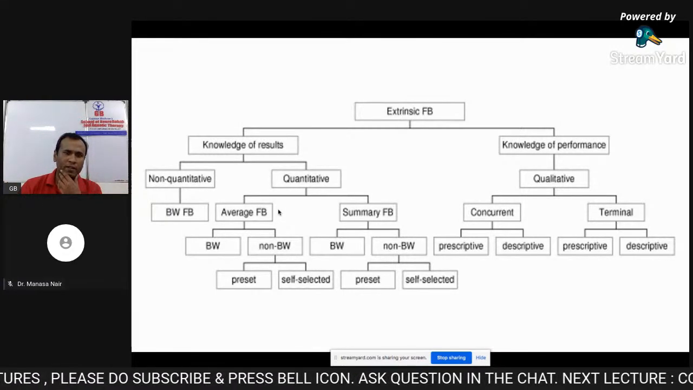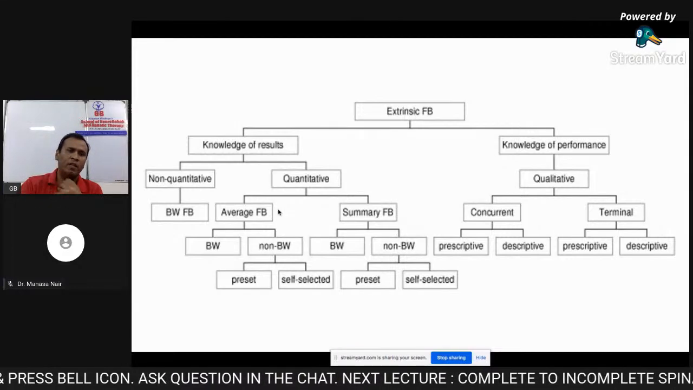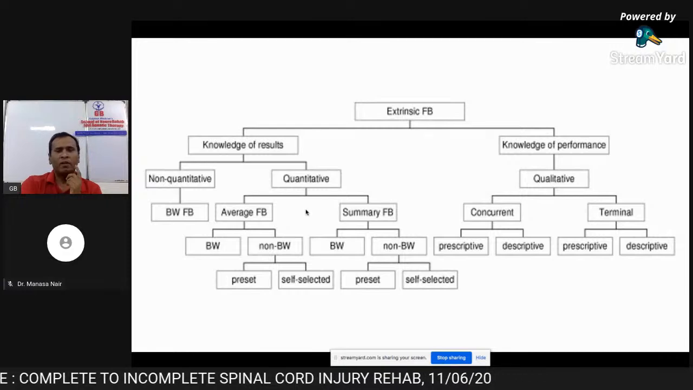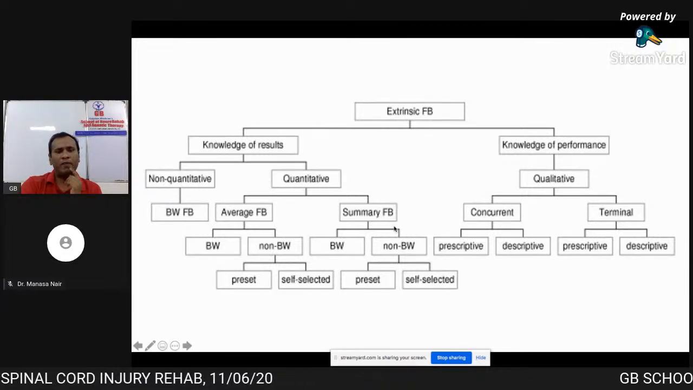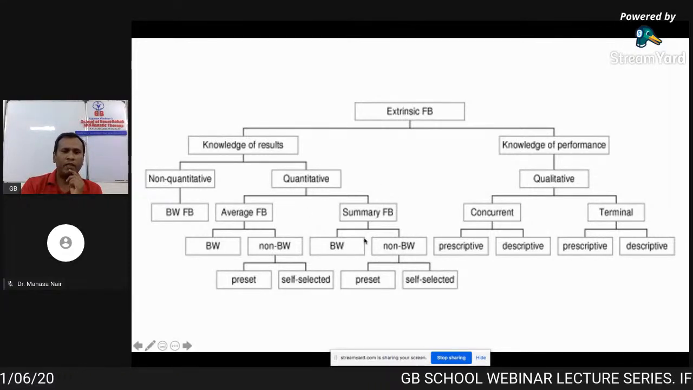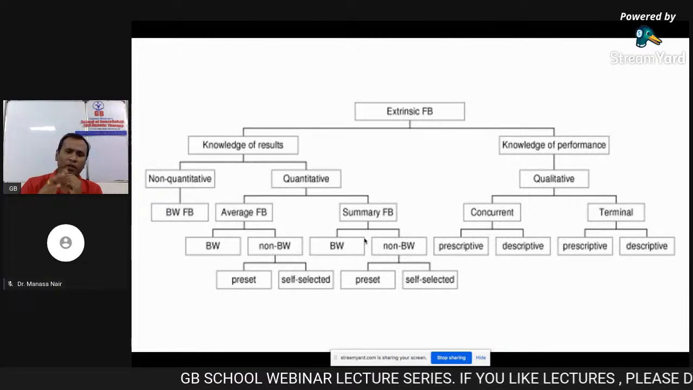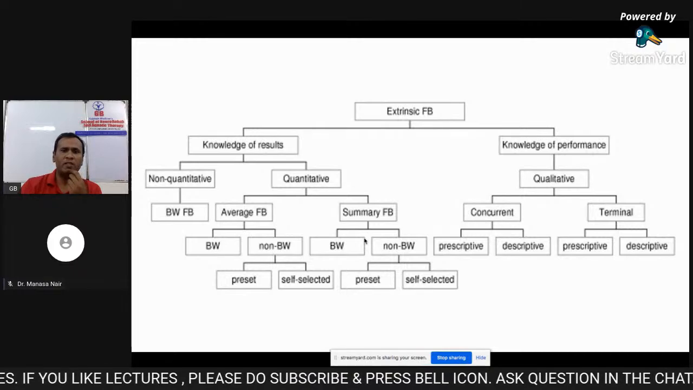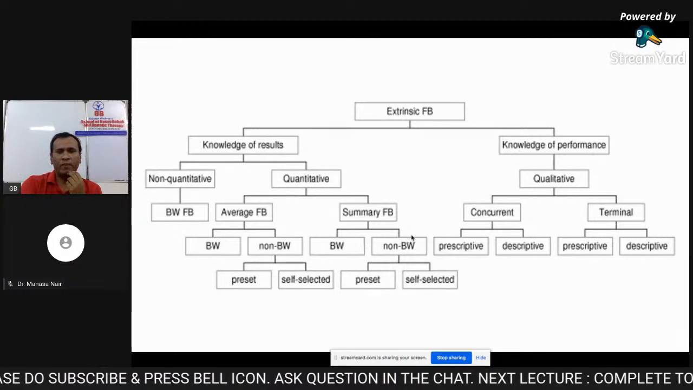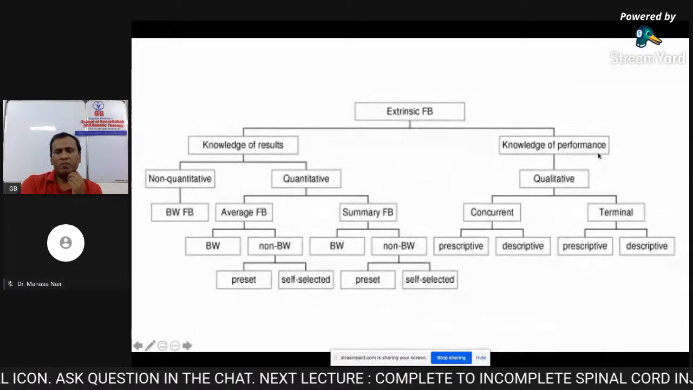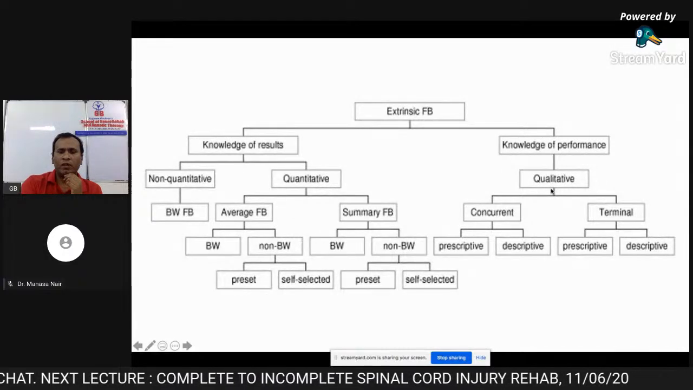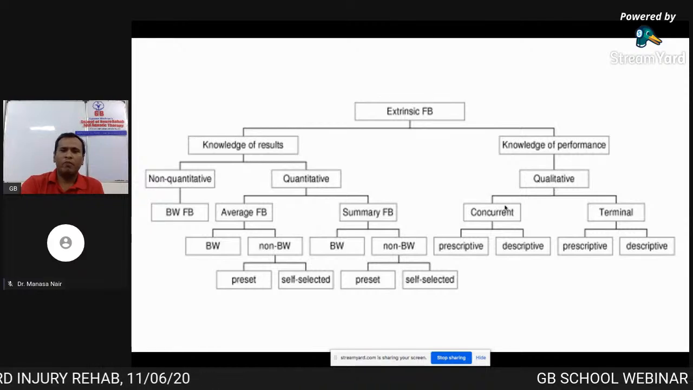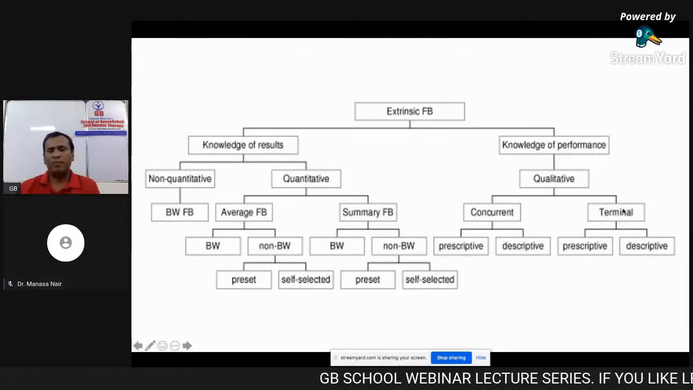Suppose we are doing a gait analysis, you get a general feedback overall: the gait was normal or abnormal, or what the common gait deviation was. And there can be summary feedback where you give more details of what range they worked, what range did not work, and how the kinematics changed. All this can be used to give feedback. Knowledge of performance can be qualitative, and there can be two types of knowledge of performance feedback you can give: one could be concurrent feedback, or terminal feedback.